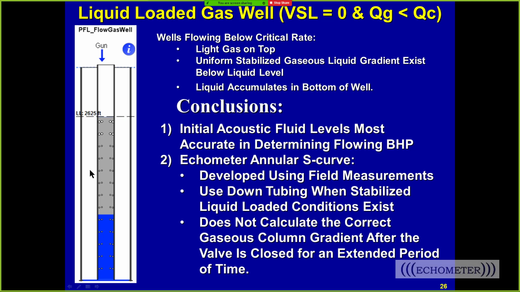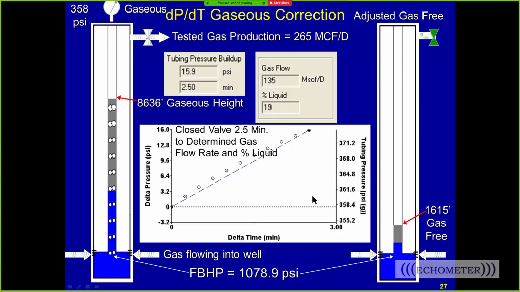The well stabilized. It's got a lot of back pressure on the formation. This weighs quite a bit, pushing on the formation. We use the S-curve to calculate the gradient that we developed at Echometer in 1986 and 7, and it's a good method to calculate the gradient of wells that are below critical rate.